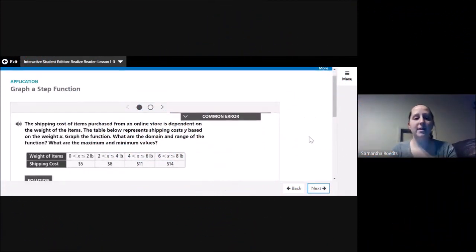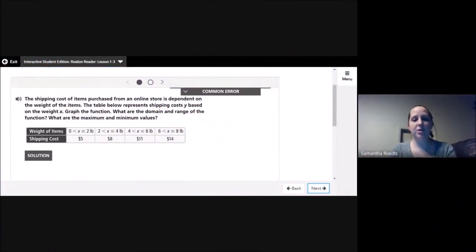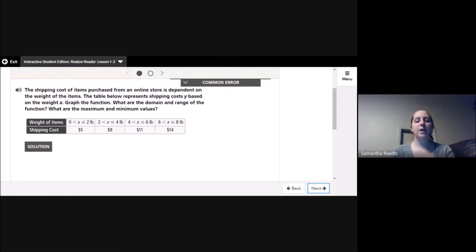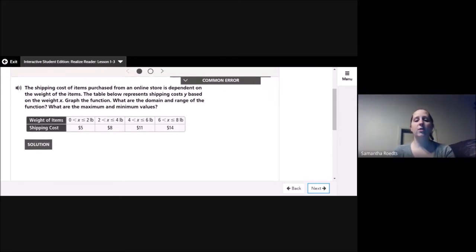Example 5, graph a step function. The shipping cost of items purchased from an online store is dependent on the weight of the items. The table below represents shipping cost y based on the weight x. Graph the function. What are the domain and range of the function? What are the maximum and minimum values? So the weight of items is 0 less than x less than or equal to 2 pounds, 2 less than x less than or equal to 4 pounds, 4 less than x less than or equal to 6 pounds, and 6 less than x less than or equal to 8 pounds. Shipping costs $5, $8, $11, and $14.